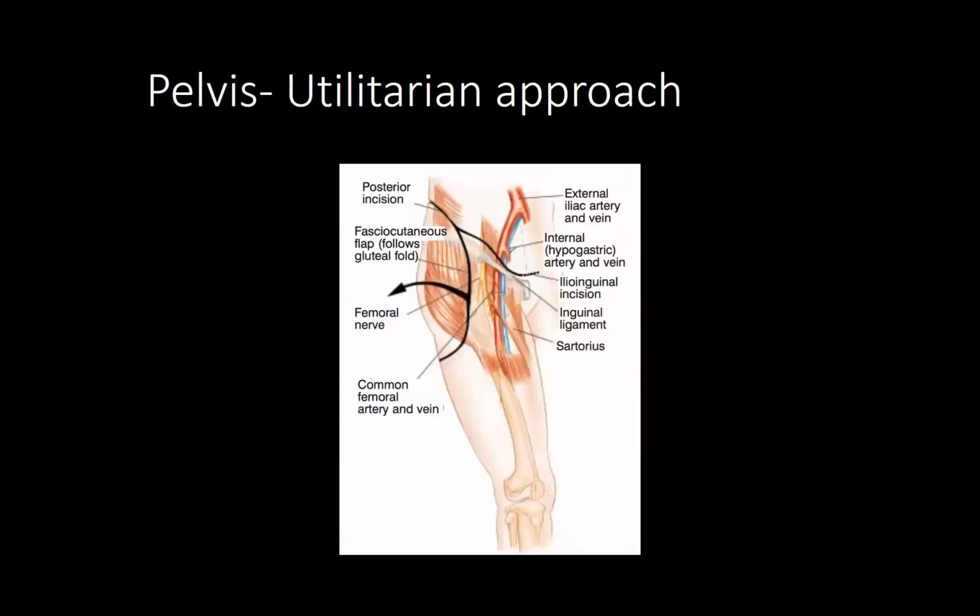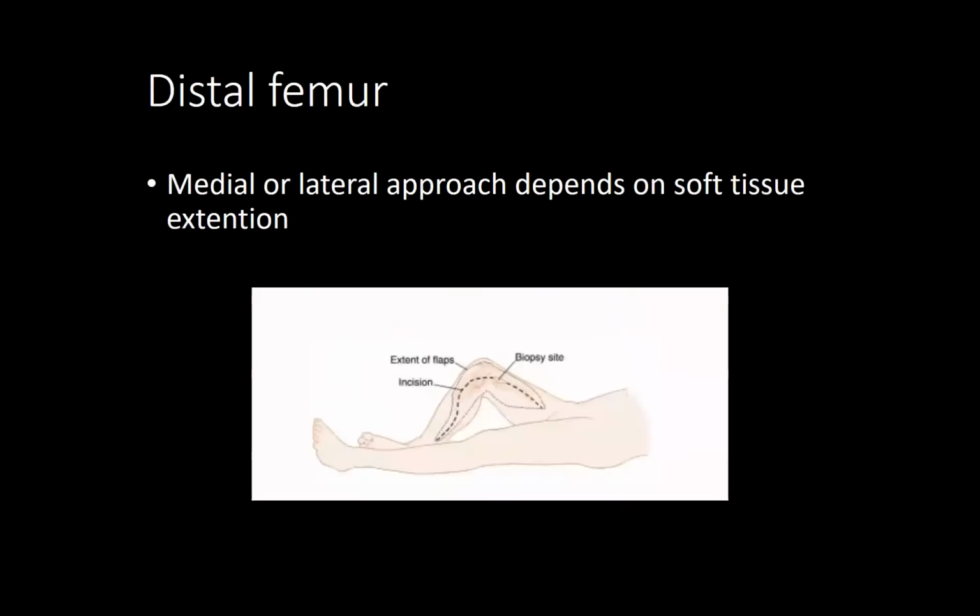For pelvis, we use what we call a utilitarian approach. We don't always use the limb that goes along the pubis, but you're essentially coming along the iliac crest and down around and bringing the entire glute back. So you want to make sure that your biopsy track is in line with that planned incision.